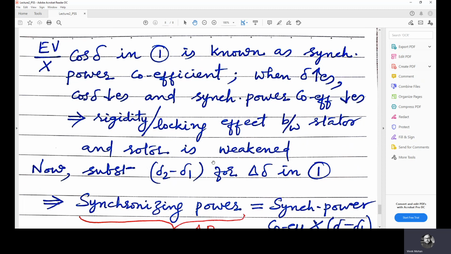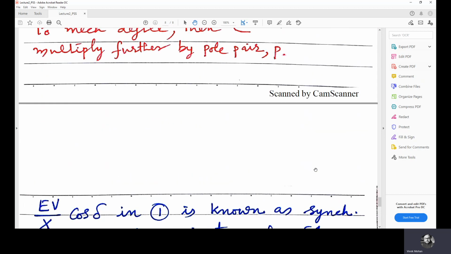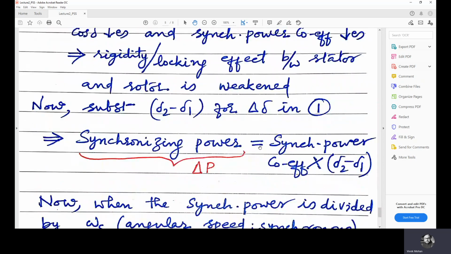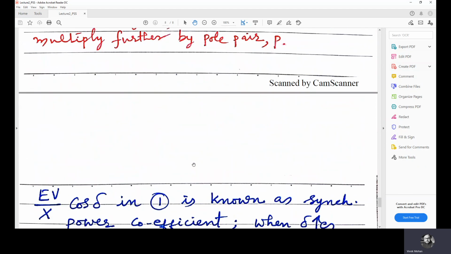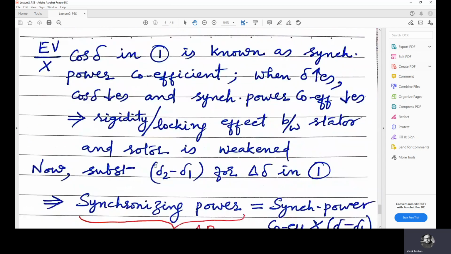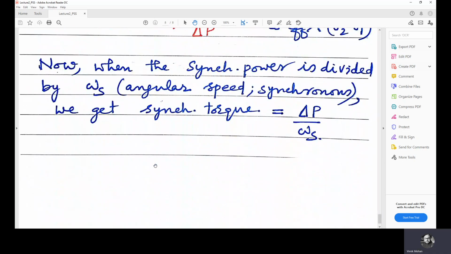Now substitute del 2 minus del 1 for delta del in equation 1. Here, instead of delta del we substitute del 2 minus del 1. When you substitute del 2 minus del 1 for delta del in equation 1, you get the synchronizing power delta P, because this equation itself is for synchronizing power delta P. So dP by d del into del 2 minus del 1. For dP by d del we substitute the differential of EV by X sine del, which is EV by X cos del. So EV by X cos del into del 2 minus del 1 will give you the synchronizing power.